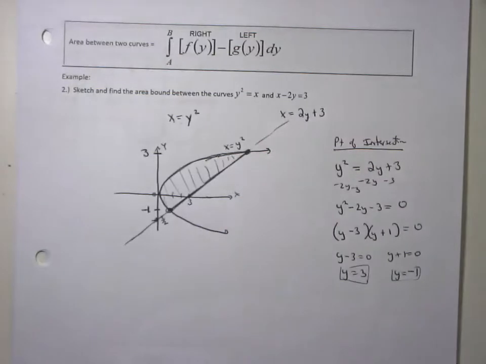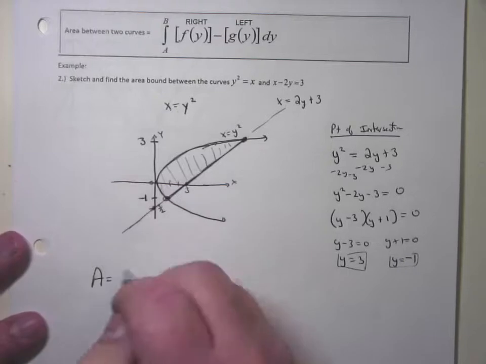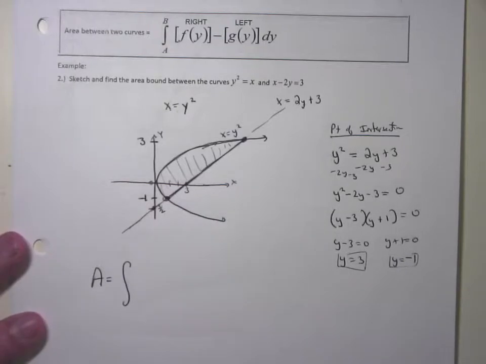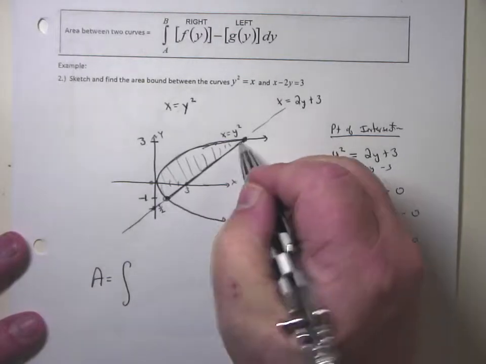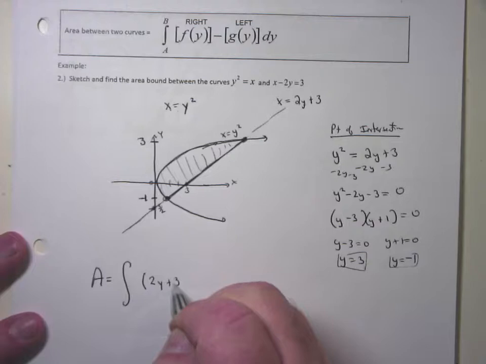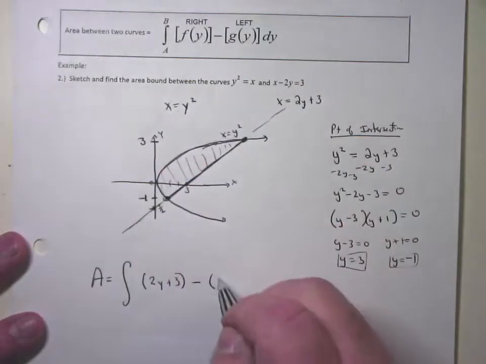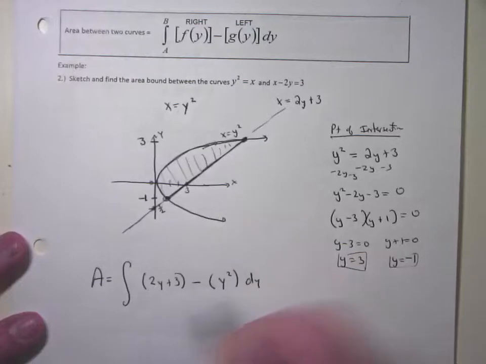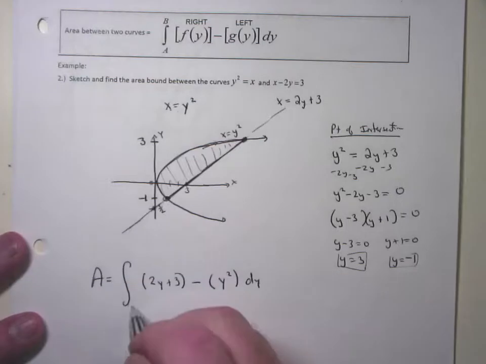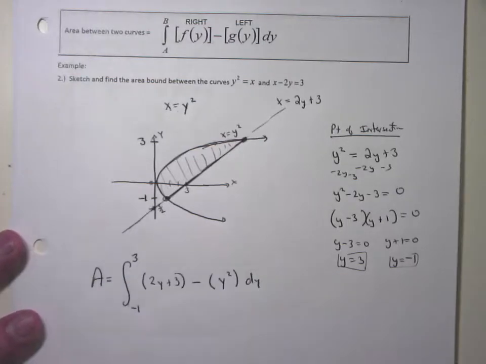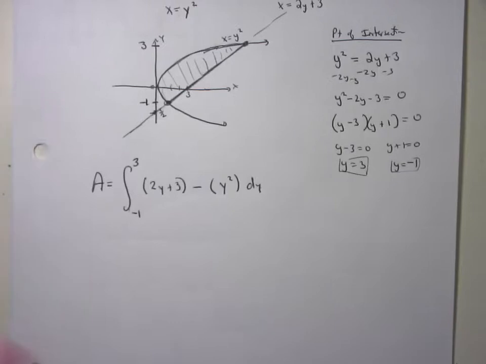So, to calculate the area is equal to the integral of right minus left when I'm doing dy's. My right function is the line, which is 2y plus 3, minus the left function, which is the parabola, y squared, dy. These have to be y numbers since I'm doing dy, and your lower bound is negative 1 to the upper bound, 3. So this is the integral that sets up the area between these two curves.